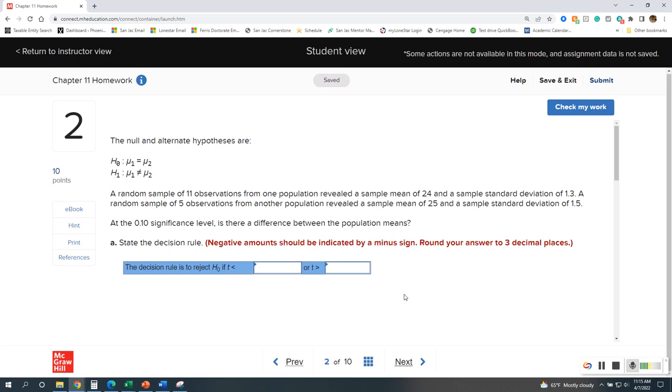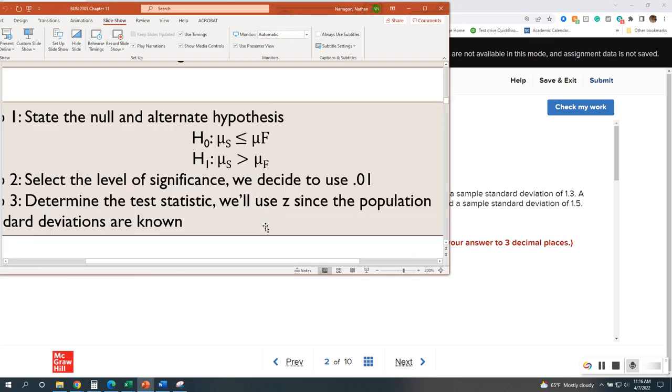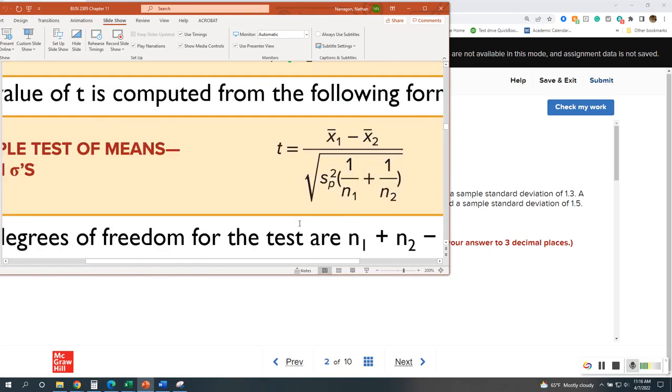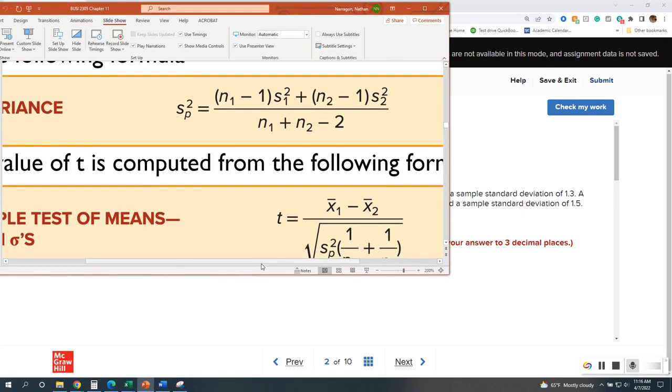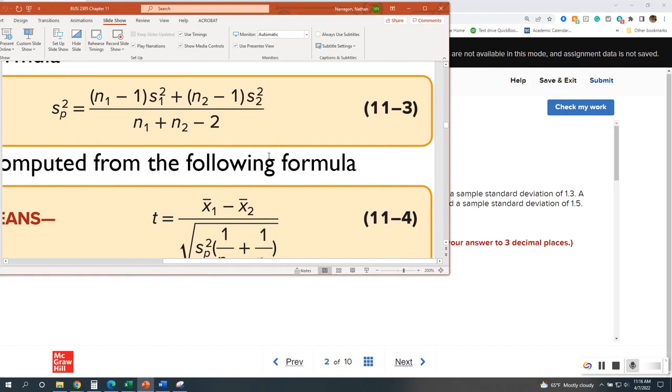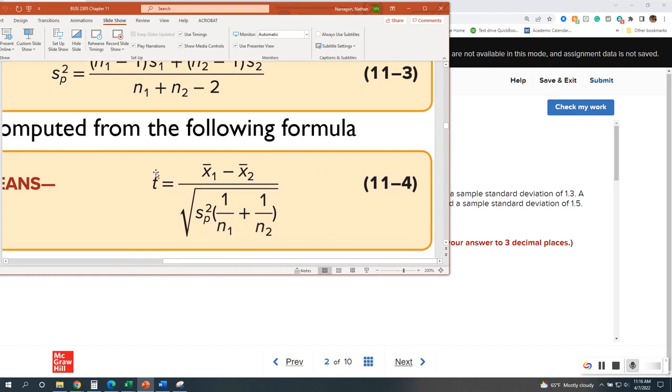Since it's unknown, this will now become t. We're looking at the t value. If I show you the formulas, we'll have the pooled variance right here, the fun pooled one. And then we're going to have, again, the test statistic. So they're going to be fun, but we're going to break them down.